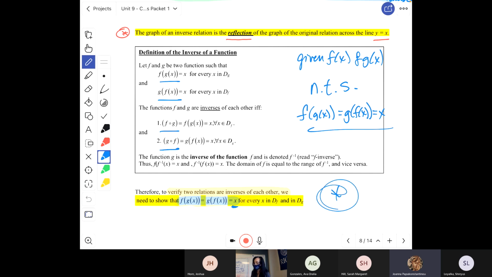Does this make sense? If I ask you to verify or determine if two given functions are inverses of each other, you must take the composition in both orders, f composed with g, g composed with f. They must both equal x. If that is true, they are inverses. Okay?